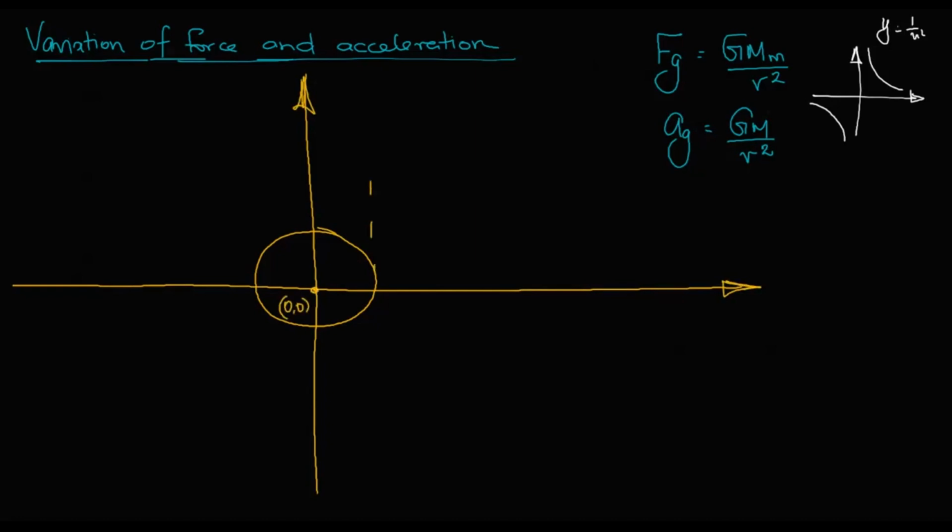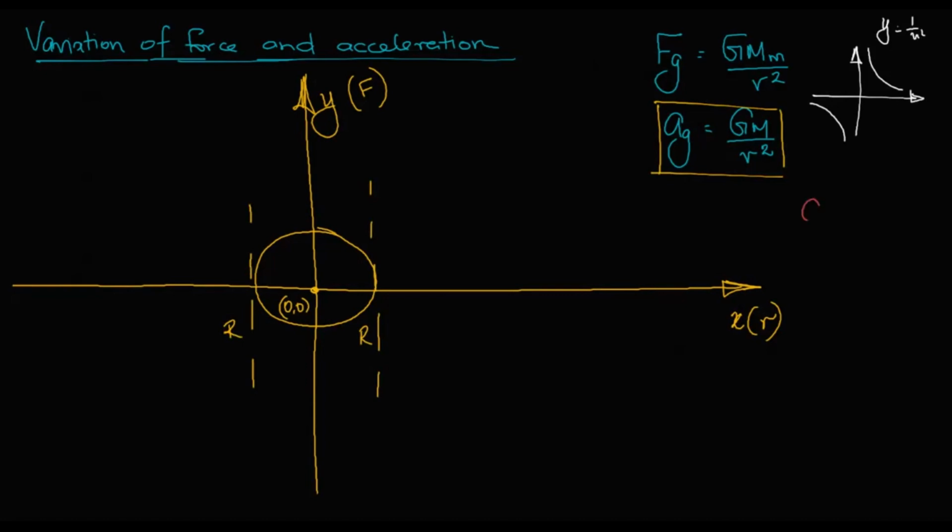And these are the radius of the planets, okay? And the acceleration due to gravity of that planet at a distance r. So this is y, which is my force, and that is my x, the distance from the center. So this is my planet's radius, say capital R. So at a distance capital R, the acceleration due to gravity would be GM over capital R squared.